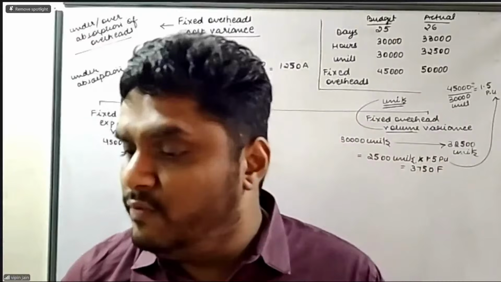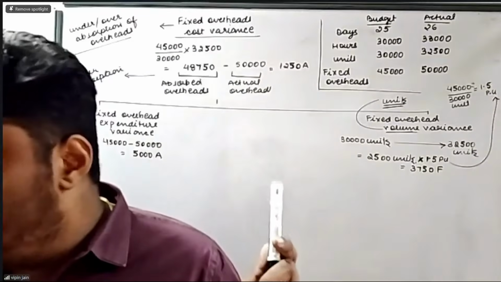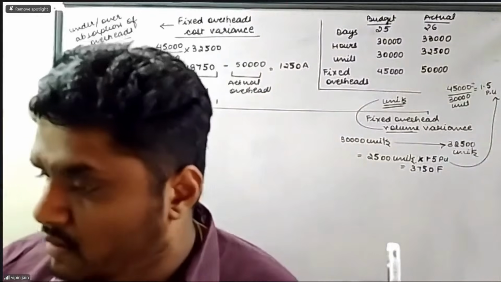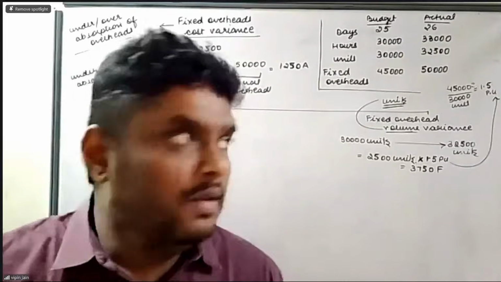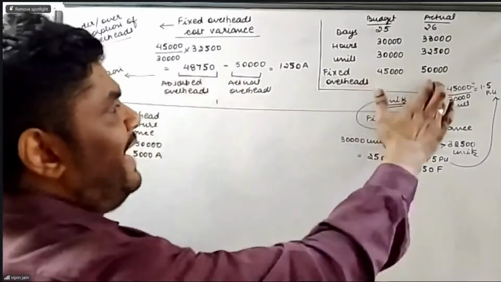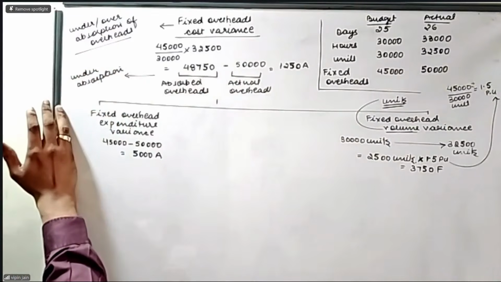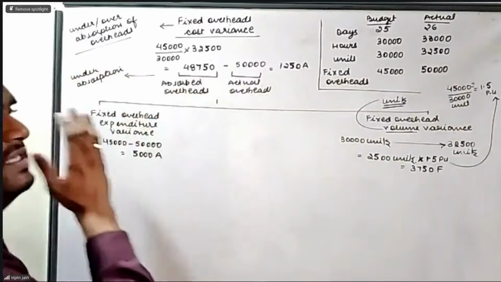This variance will be favorable because it's a good sign for the company. Understood, Mathili, Nikunj, Ankita? Nikunj: Sir, why have we taken the budgeted rate instead of the actual rate, while budgeted versus actual is volume? The difference between budget and actual is already considered under expenditure variance.